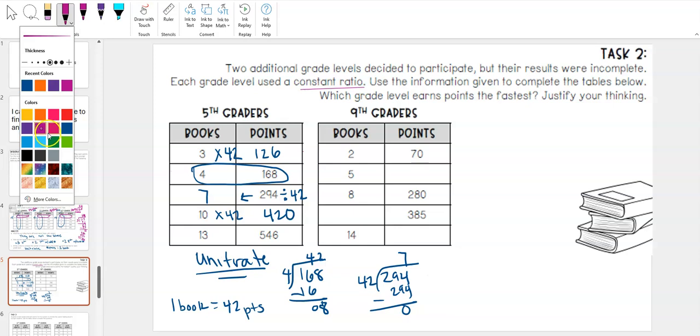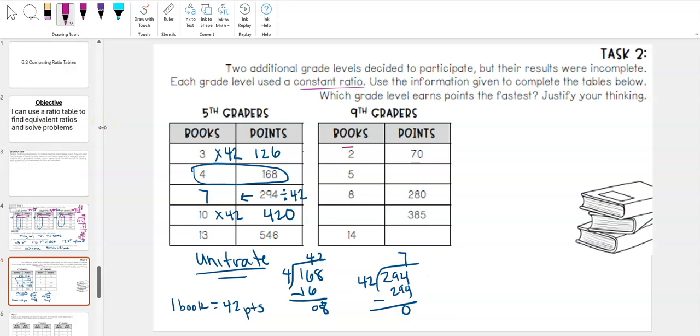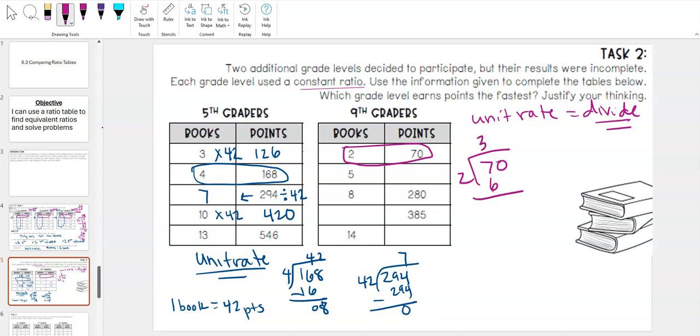Now over here, I'm going to do the same thing for my 9th graders. I'm going to divide to find unit rate. 70 divided by 2 is 35. So we know that 9th graders are going to be 35 points per book. So we're going to times 5 by 35 and 14 by 35 to find the answer. We'll divide by 35 to get our answer here.